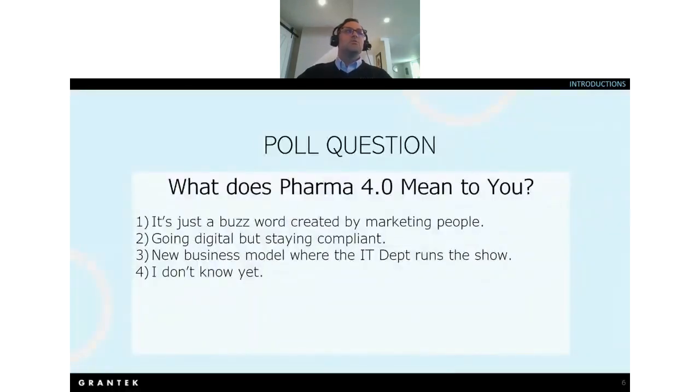Now for our first poll question. The question is, what does Pharma 4.0 mean to you? Do you believe that it's simply a buzzword created by marketing people to sell technologies? Do you think that it involves becoming digital while staying compliant to industry regulations? Is it a new business model where the IT department runs the show? Or are you so unsure about Pharma 4.0 that the term hasn't resonated with you yet? Okay, go ahead and vote now.